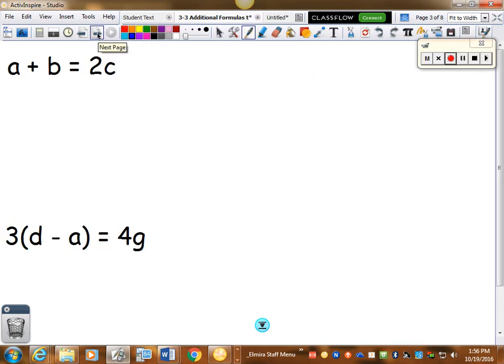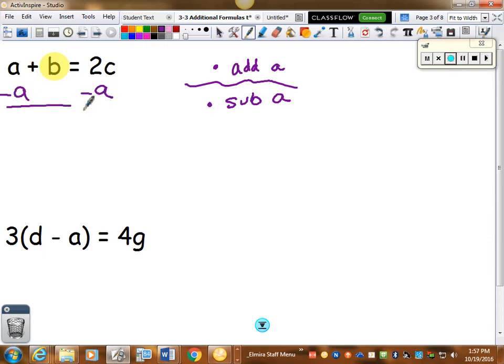So let's look at some. These formulas aren't about anything, I just made up some random stuff, okay? So let's say we're solving for b. Well, what's happening to b? Is it in a parenthesis? No. Exponent? No. Multiply, divide? No. Adding. Okay, the only thing that's happening to b is it's being added with a. So the opposite would be to subtract a. So I will subtract a from both sides, and b equals 2c minus a.